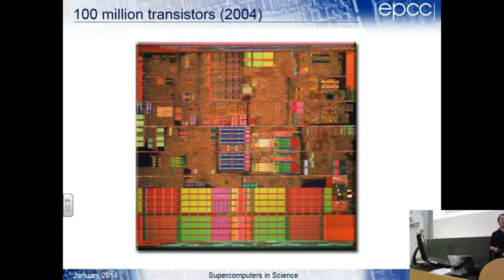But I said something funny happened around 2005. That's an Intel processor. I don't know exactly which one, but some kind of Pentium processor from 2004.